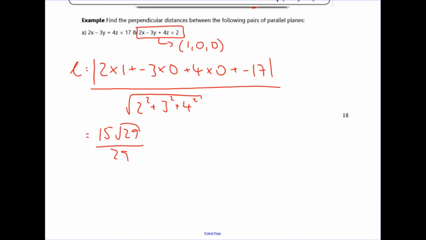The key part about this is, for the distance between two parallel planes, you can turn it into a distance between a point and a plane and just use the formula. You don't have to remember another method.